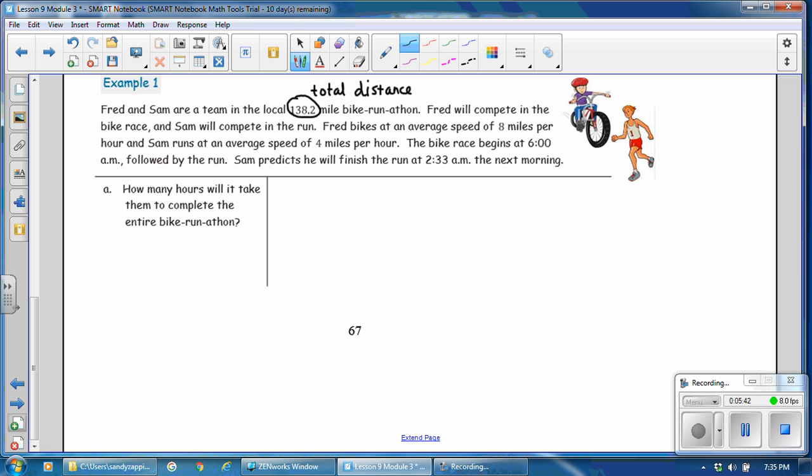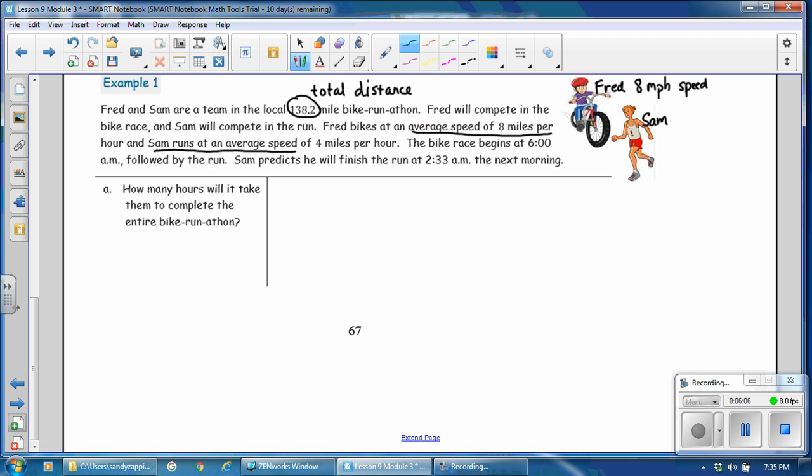Fred will compete in the bike race. So this is Fred, he's doing the biking, and Sam will compete in the run. Fred bikes an average speed of 8 miles per hour. So Fred is 8 miles per hour, and that is his speed.